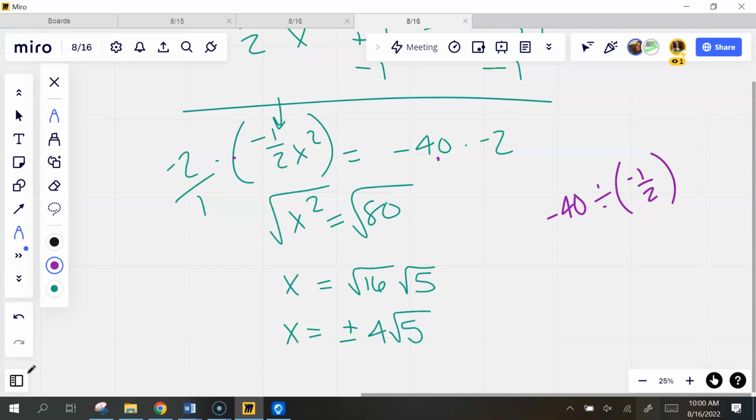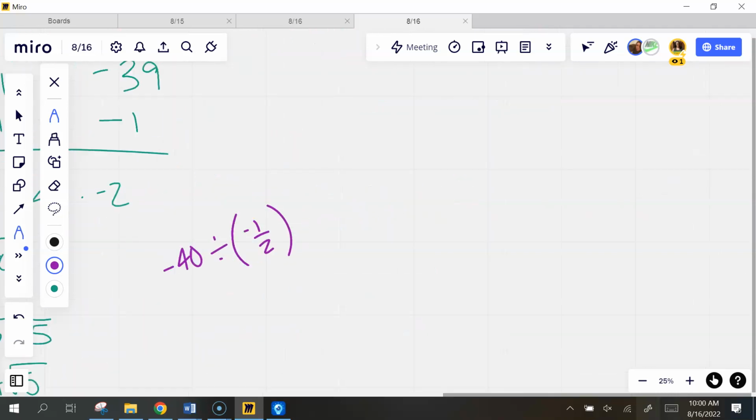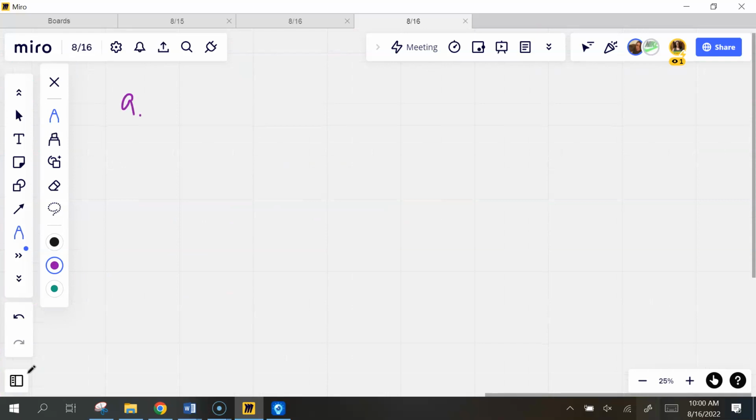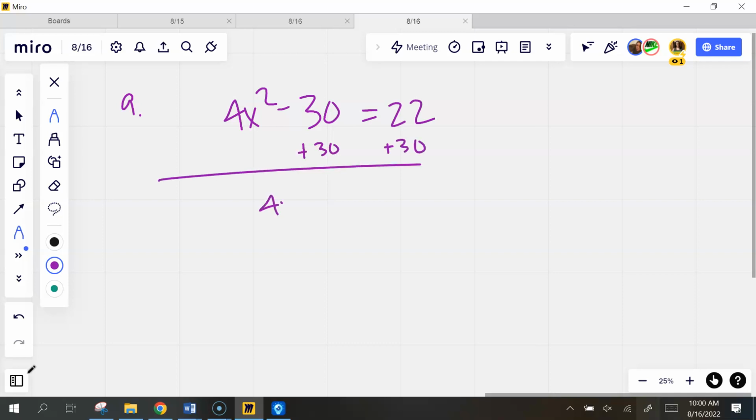1 through 10. Number 9. So this is the next number 9. 4x squared minus 30 equals 22. Add the 30 to both sides. You're exactly right. I get 4x squared equals 52. Divide by the 4. And I get x squared equals 13.